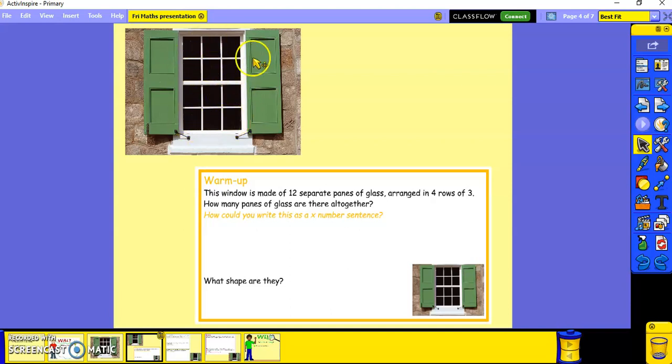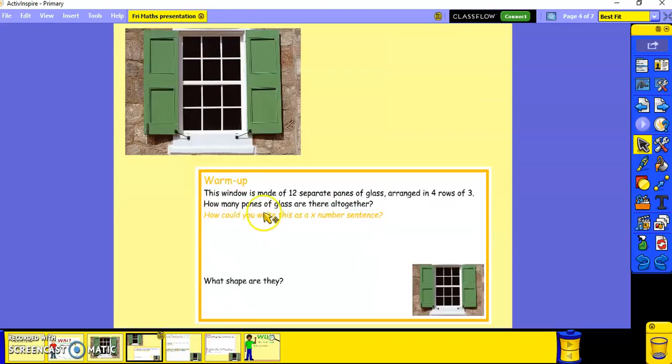Oh, it's a little bit like the arrays we've been looking at this week. How many panes of glass are there altogether? How could you write this as a multiplication number sentence? Could you write it in more than one way? And then, what shape are they? Can you tell me what the shape of the panes are? And also, what shape is the whole window?